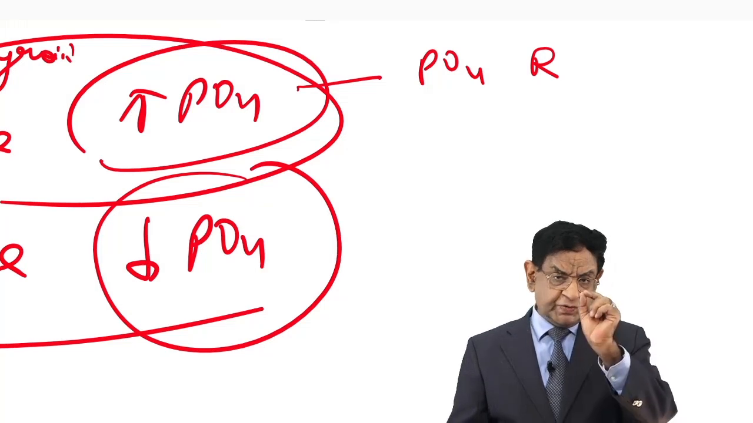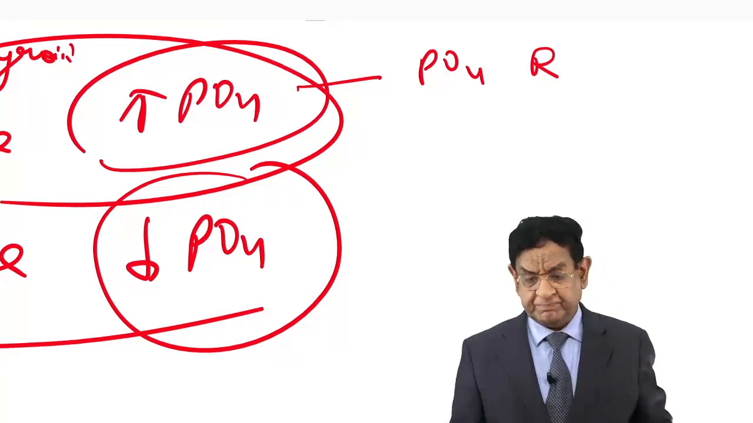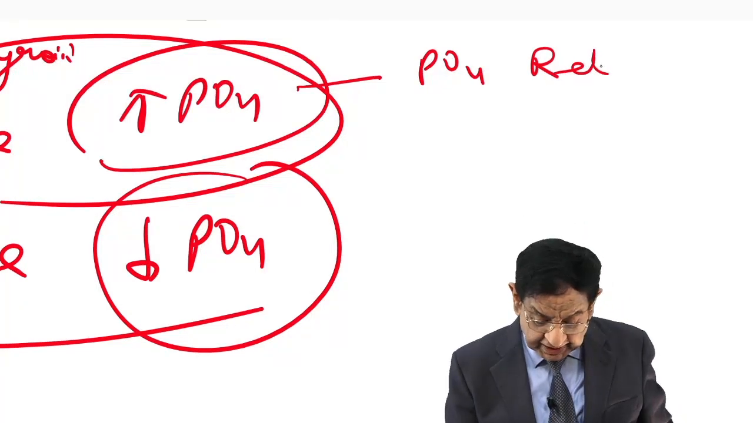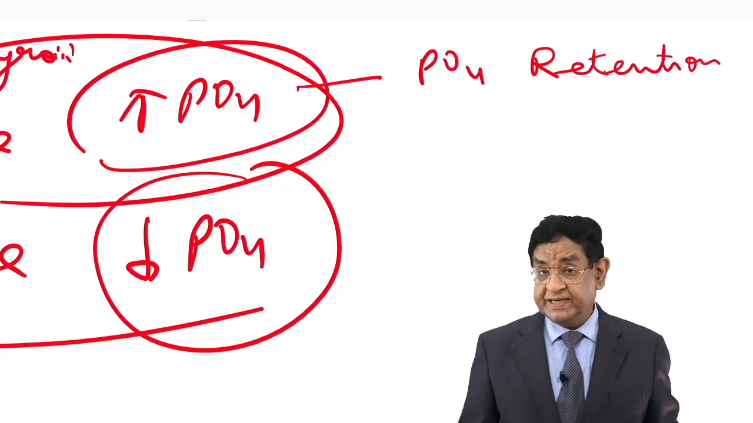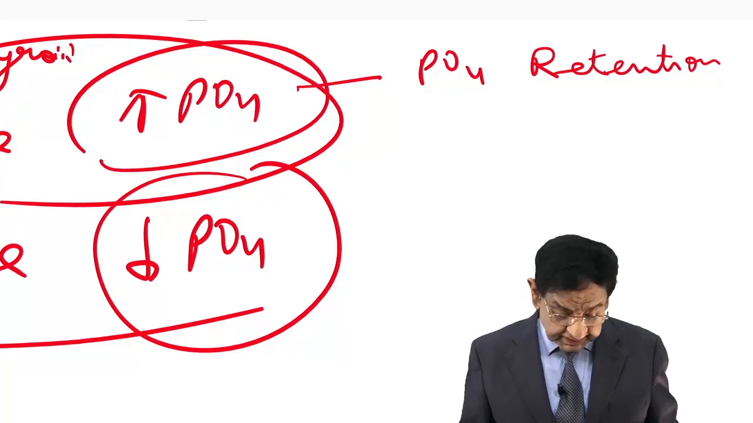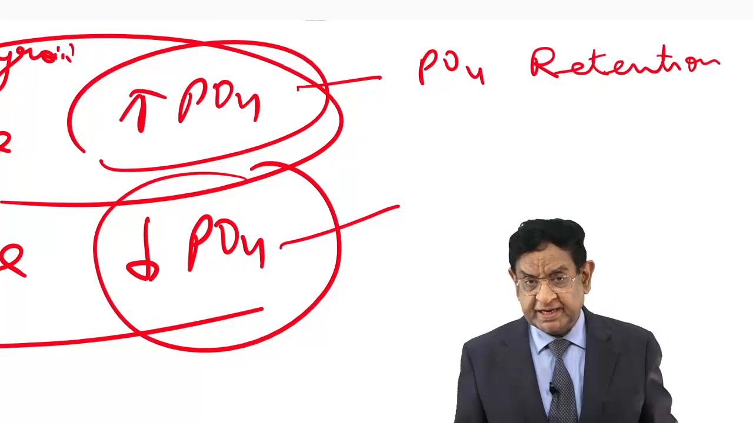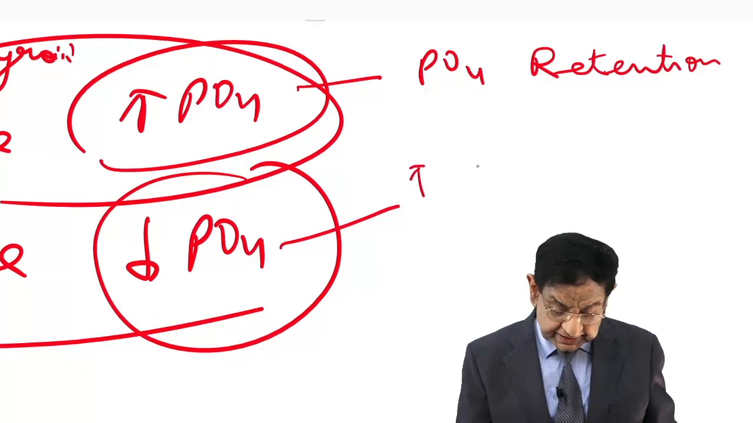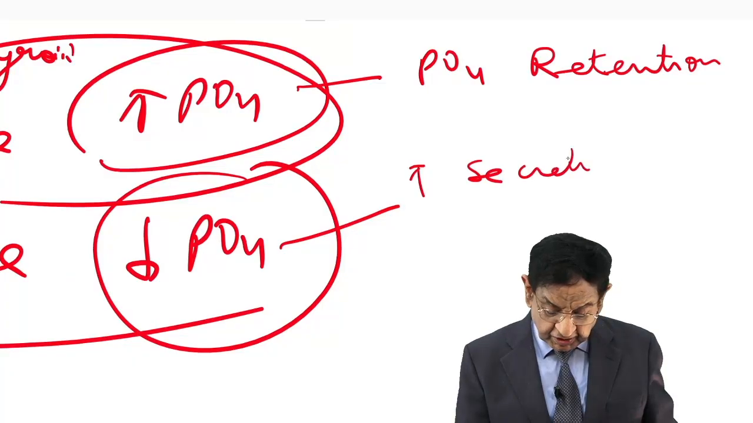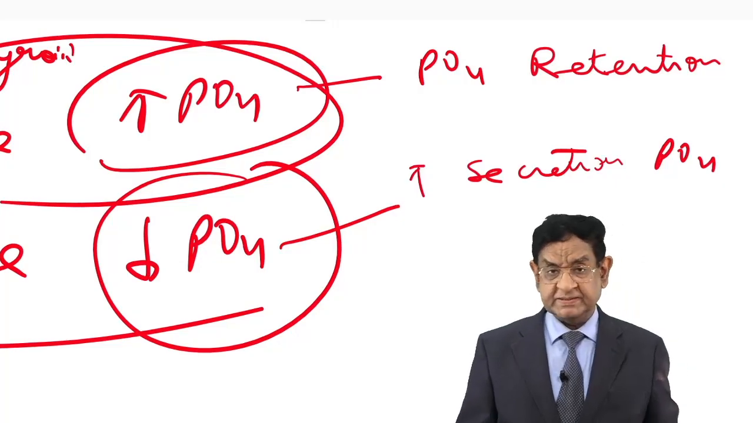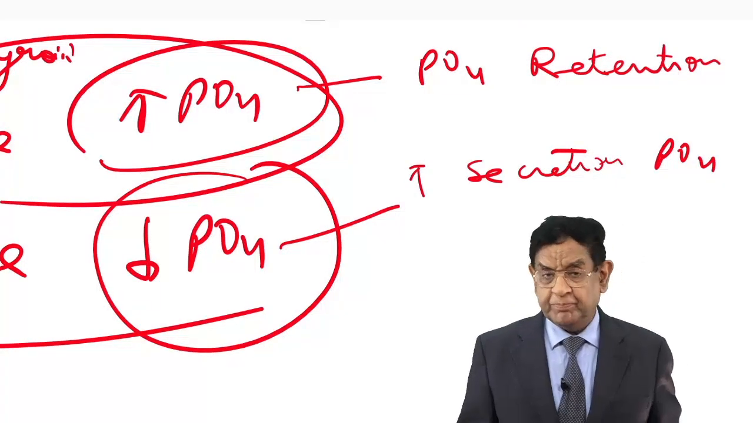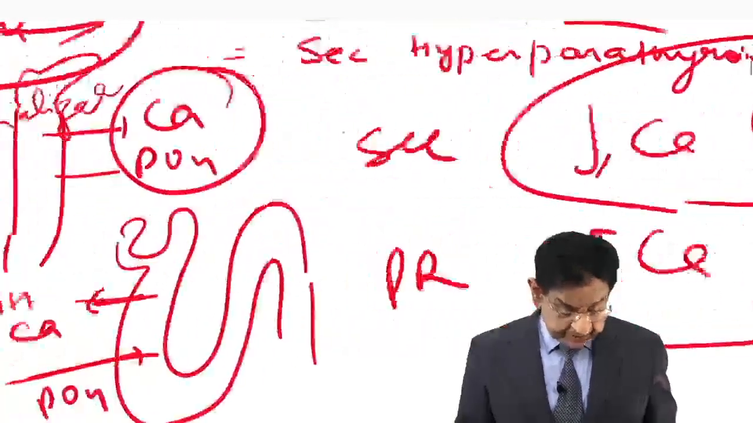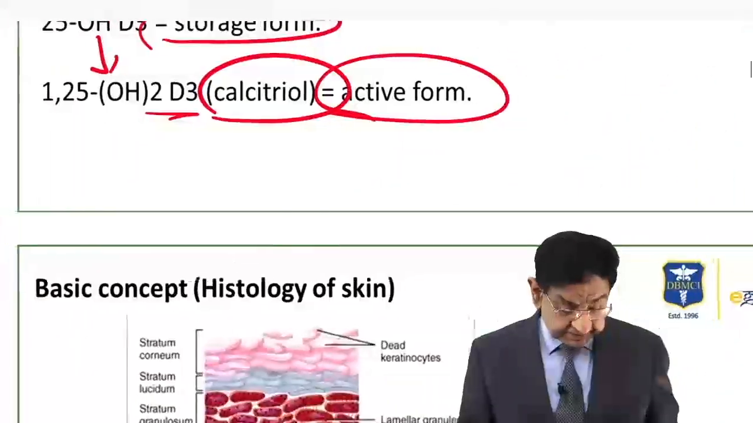So they lead to phosphate retention despite a high amount of PTH. They lead to high phosphate retention in kidney failure because the kidney is not functioning. In primary hyperparathyroidism, there is low phosphate because increased excretion of phosphate occurs. I hope you understood the basic concept of why hyperphosphatemia occurs in secondary and why hypophosphatemia occurs in primary. So we are clear about the basic concept, right?